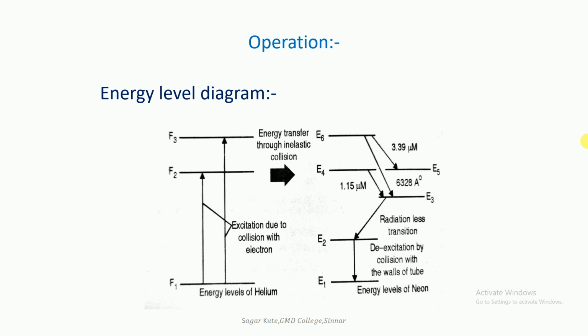This is the construction and operation of the helium neon laser, that is the HeNe laser. This is also called a continuous laser or a four-level transition laser.